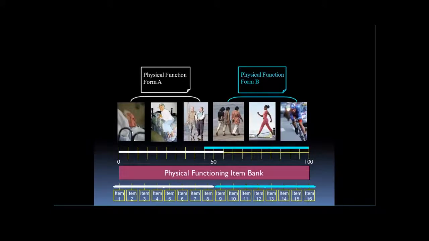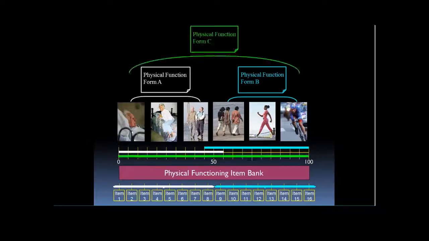I could give physical function form B. This might be for somebody who's an athlete, and they really want to understand, I'm tracing my ability from walking long distances to jogging to running to be able to run in a 50-mile triathlon. Please don't bother giving me items about being bedbound. That's not where I'm at or improving. Or I could have a short form that covers the full range of the trait.